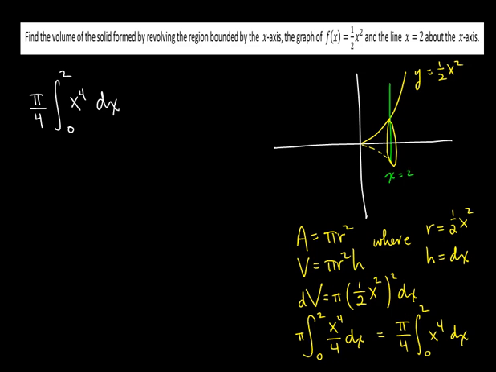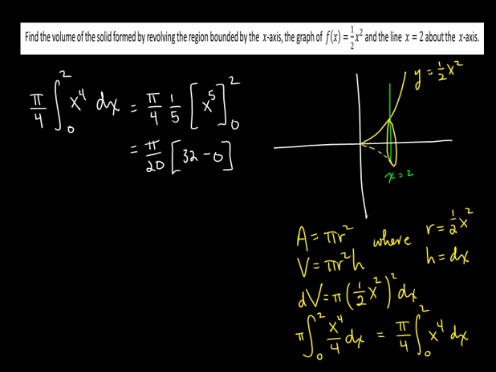So I have pi over 4 times the integral from 0 to 2 of x to the 4th dx. I'm looking for the antiderivative of x to the 4th, that's x to the 5th over 5. I bring out the constant 1/5, and I want to evaluate x to the 5th from 0 to 2. So I have pi over 20. Evaluating, 2 to the 5th is 32, and 0 to the 5th is 0. And that simply gives me 32 pi over 20. Dividing top and bottom by 4, I'm going to get 8 pi over 5.